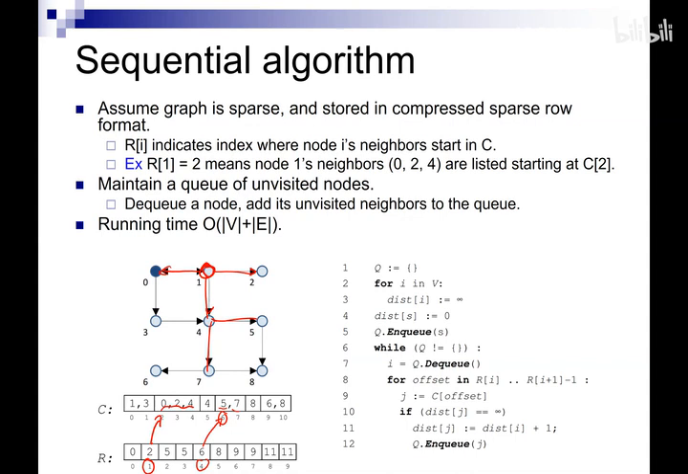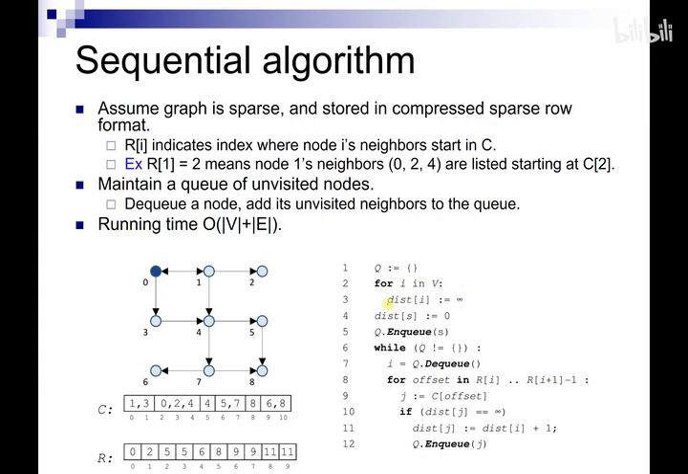Now the algorithm to do a BFS is we're going to use a queue. The queue is going to keep track of the unvisited nodes in the BFS. What we do is keep taking a node from the front of the queue, then look at which neighbors it has not visited yet, and then add those to the back of the queue. So the algorithm would be something like what we have on the right.